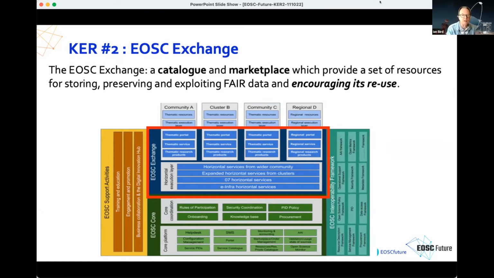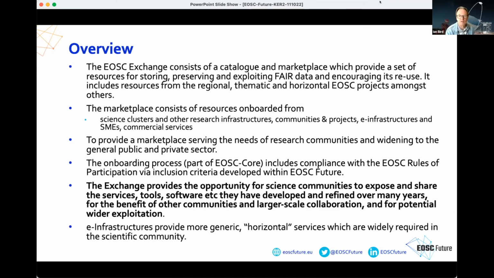It consists of a number of different pieces from different layers, and I'll talk about those on the next slide. So the exchange, as I said, consists of the catalog and a marketplace. It includes resources from a variety of sources, from the science clusters, thematic inputs, from the regional projects, and also from the so-called horizontal EOSC projects. But it's not limited to those. The input could come from almost any place.